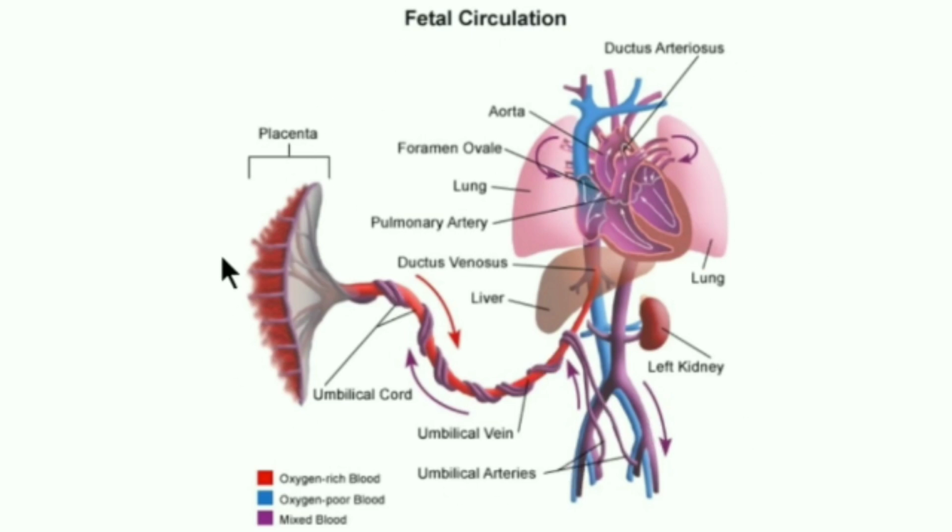So we will discuss fetal circulation with this picture. The placenta is attached to the uterus of the mother, and from the placenta the umbilical vein carries oxygen-rich blood. That is why it is red in color. Oxygen-rich blood is carried through the umbilical vein to the fetus. There is only one umbilical vein, and we have two umbilical arteries. The fetus has two arteries.